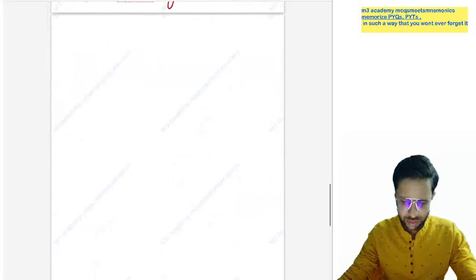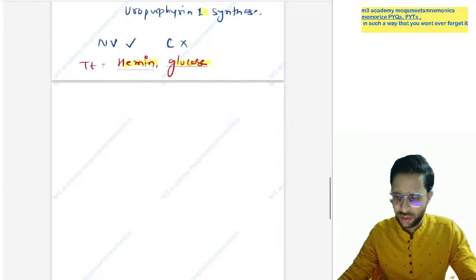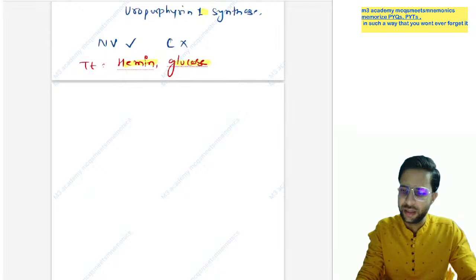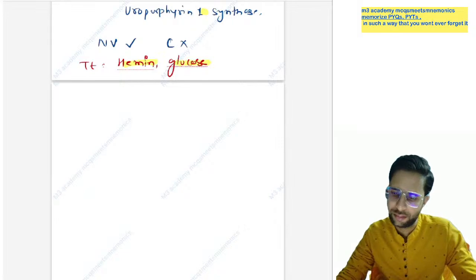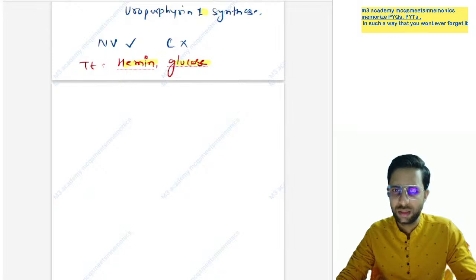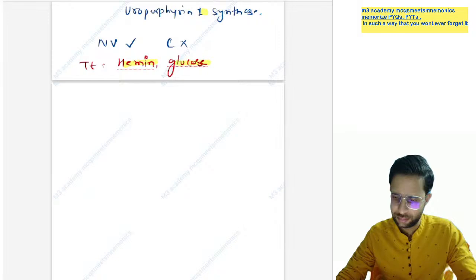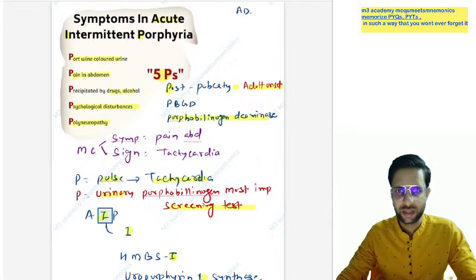Now it is time for active recall. Type in the chat box: what is the 8P mnemonic for acute intermittent porphyria? Everybody attending this session live, type in the comment section as many P's as you can remember. Which P's are associated with acute intermittent porphyria? Type in the chat box. You can see, so many P's are associated with it.